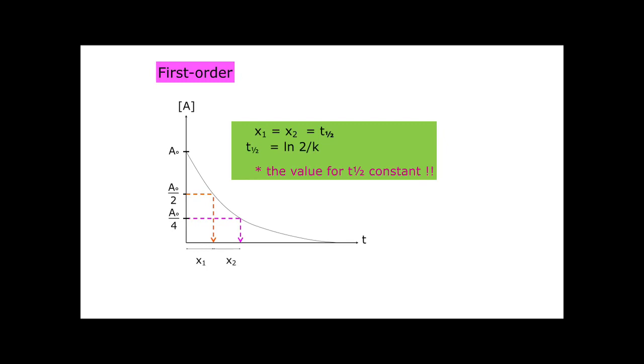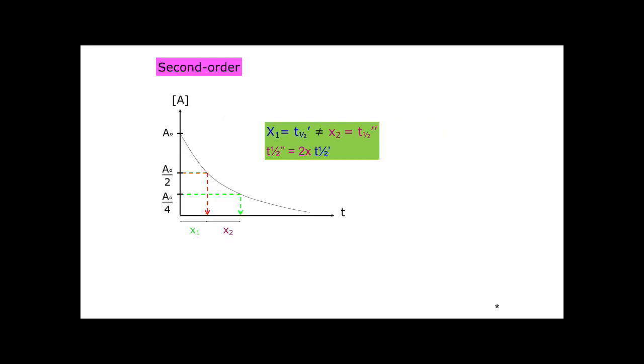Then, we have to compare the half-life. If the first half-life is equal to the second half-life, this means that the reaction is first order. But if the second half-life is twice the first half-life, this means that the reaction is second order.